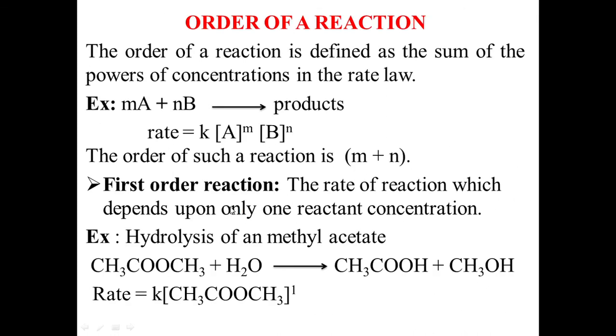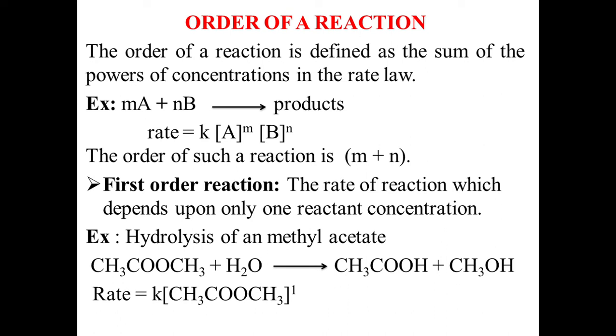Next we will come to the order of a reaction. Order of a reaction is defined as the sum of the powers of concentration in the rate law. Example, consider a general reaction: mA plus nB gives products. Then I will write the rate expression. Rate is equal to k, concentration of A to the power of m, concentration of B to the power of n. Then the order of such a reaction is m plus n. This is the order of a reaction.